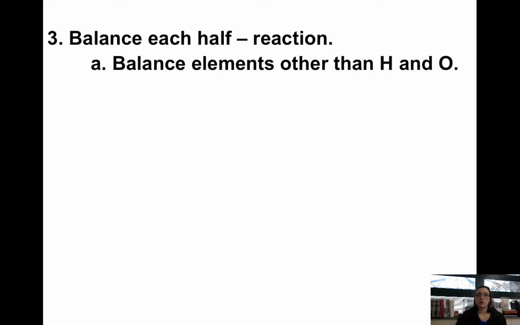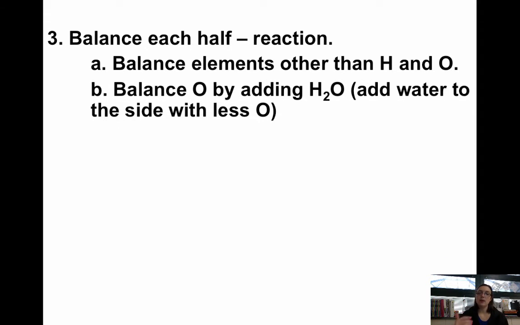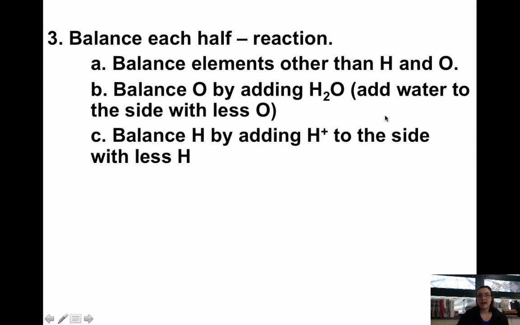The first thing that we do is balance for moles. We have to go based on the law of conservation of mass. So we start by balancing elements other than H and O. Save H and O for the end. Then we balance oxygen by adding H2O. As soon as you balance everything except for H and O, then deal with oxygen. You balance oxygen by adding H2O to the side with less oxygens, because this is how we add the oxygen. Then we balance hydrogen by adding H plus to the side with less H's. So you use H2O to balance oxygens, and you use H plus to balance hydrogens.